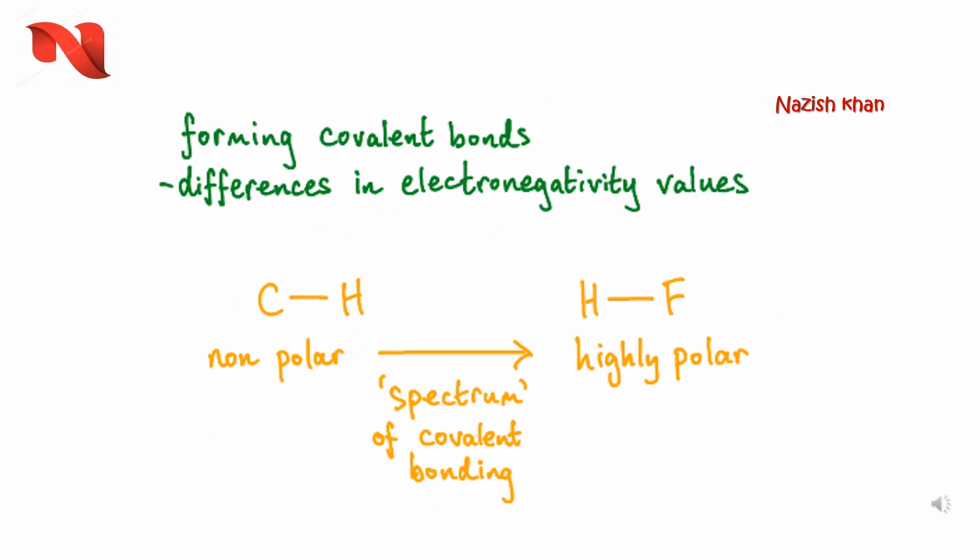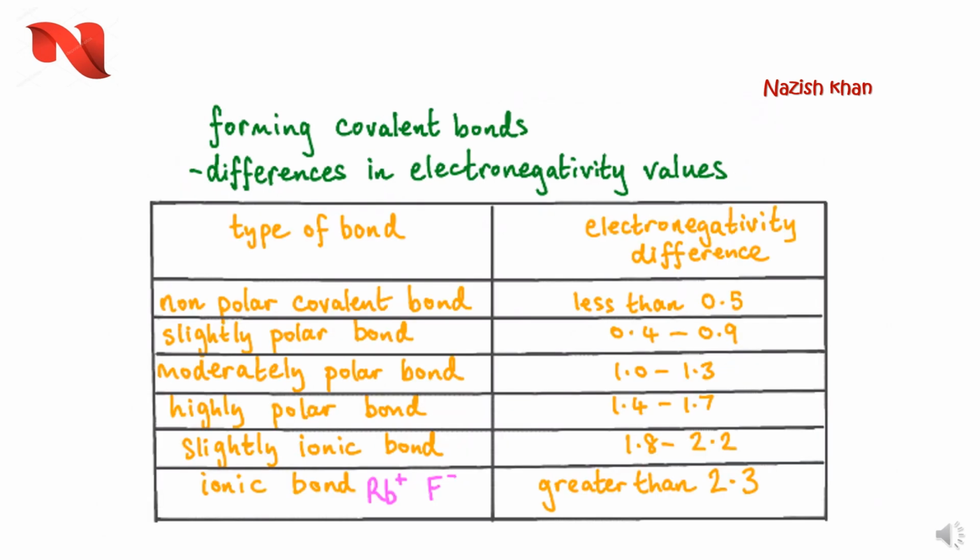Using electronegativity value differences, covalent bonds can be considered to lie on a spectrum from nonpolar, perfect sharing, to highly polar, very uneven sharing, and in fact almost ionic. The differences in electronegativity values are summed up in this table with descriptions for the type of bond expected.